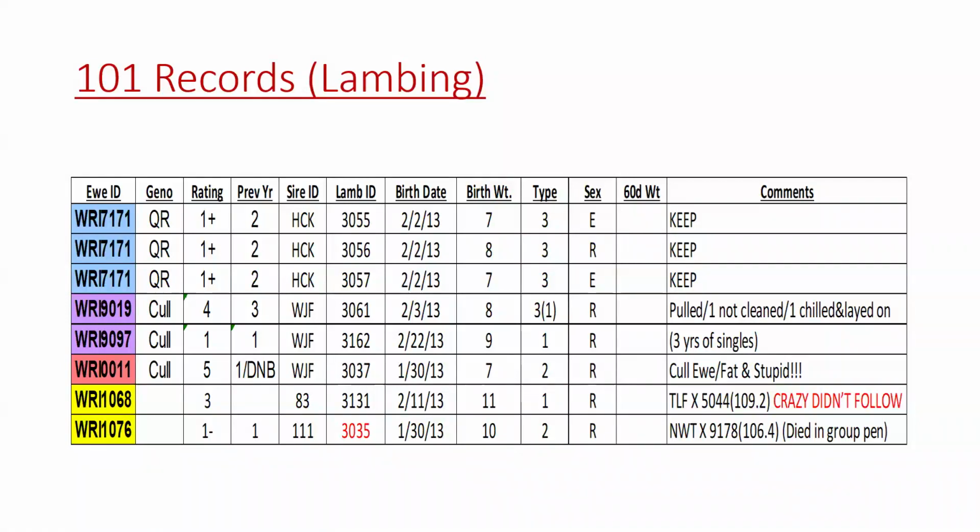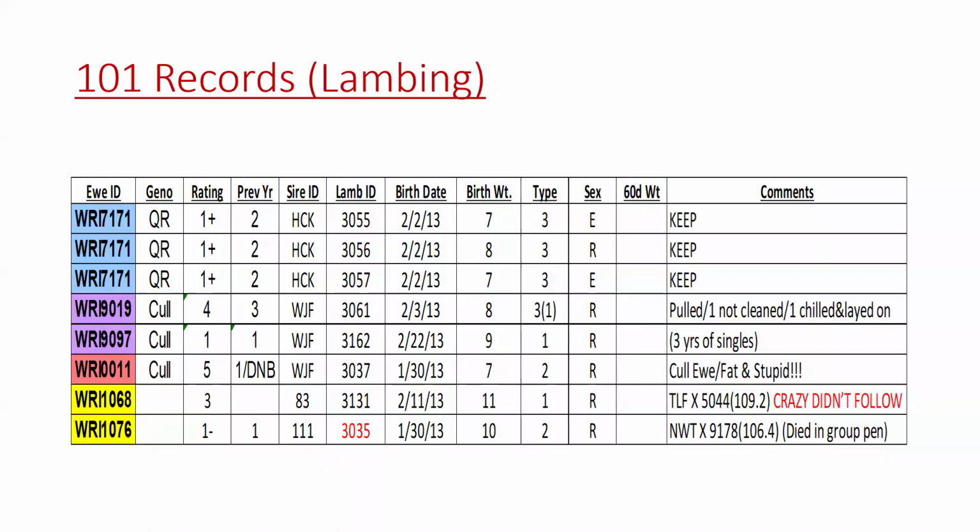We're going to get into some ram selection here shortly, but one thing to remember: if you've got a really good ewe in your flock, chances are if you can get a good son out of her, he's going to pass a lot of those performance traits on that he's getting from his mother. So that's definitely something to keep an eye on. Culling decisions can be made at lambing time.